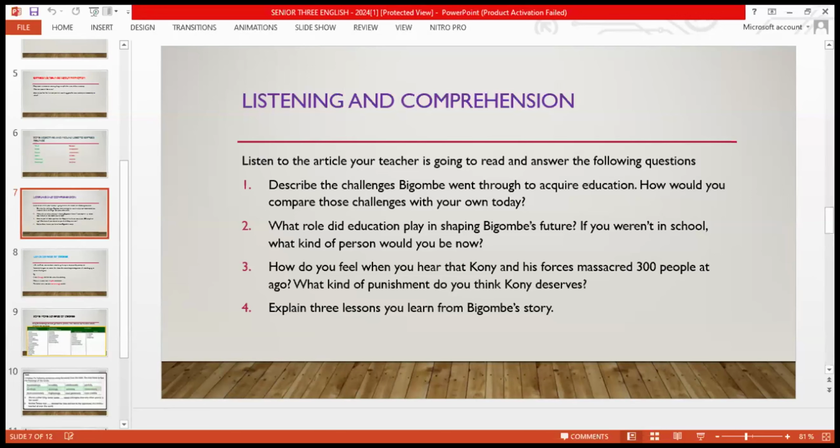How would you compare those challenges with your own today? Yes, madam. Walking miles from home to school is a big challenge. They undermine you at school. People think you can't make it. It makes you lose faith in yourself, yet you have to have faith in yourself. Then shortage of funds also, it's the same. They are the same challenges I also face.